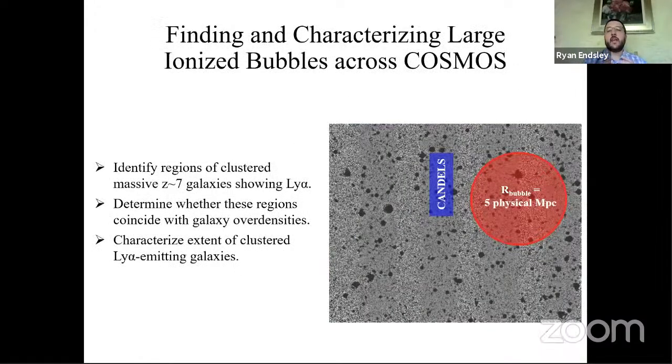So with the ionized bubble picture, we're tackling this primarily in the COSMOS field just due to the deeper imaging available, allowing us to push fainter down the luminosity function. So our goal here is to identify the regions of clustered massive redshift 7 galaxies showing Lyman-alpha emission across the COSMOS field to determine whether these regions coincide with galaxy overdensities, and moreover, to characterize the extent of the Lyman-alpha emitters within these regions, giving us some insight into the extent of the possible ionized bubble that they sit inside.